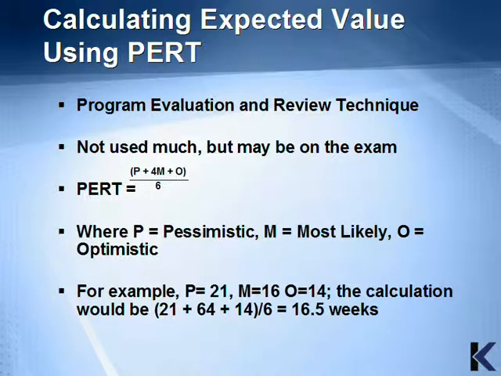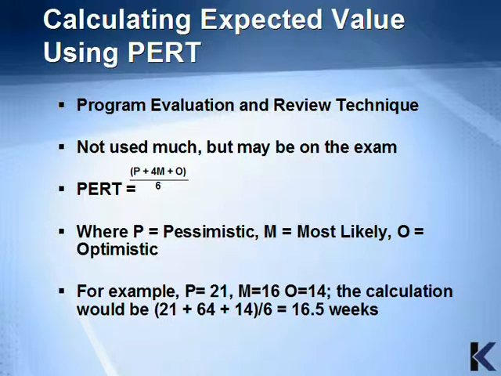Earlier, I had used the term PERT, which stands for Program Evaluation and Review Technique. This calculation is not used often, but it will probably be on the exam. The calculation is the total of P for pessimistic plus 4M, most likely, plus O, optimistic, the sum total divided by 6. Again, the P stands for the pessimistic estimate, the M stands for the most likely estimate, and the O stands for the most optimistic estimate.